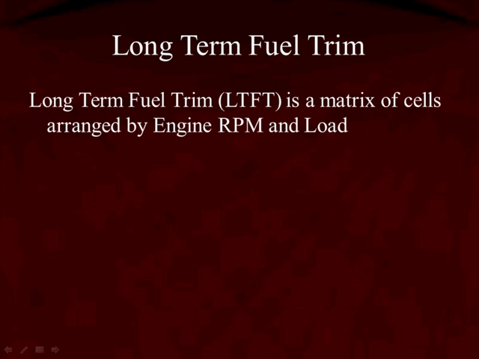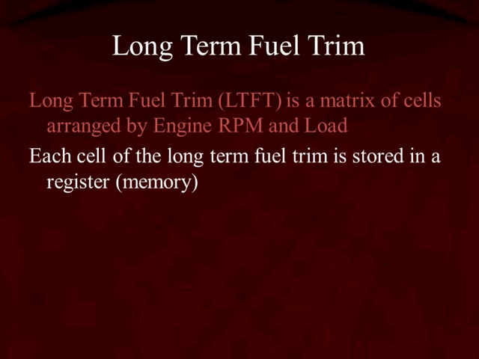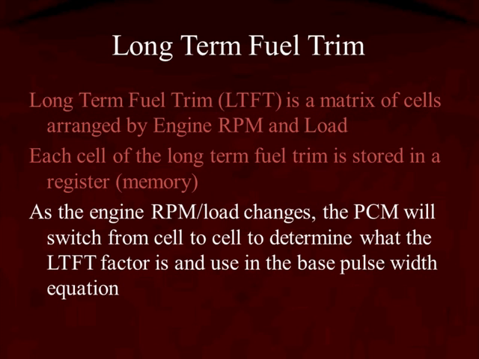The long-term fuel trim is a matrix of cells. It's not a single entity by itself, a single number by itself. Now these cells are going to be arranged by engine RPM and load. Each of the cells of the long-term fuel trim is going to be stored in a register, or we call it a memory. As the engine RPM and load changes, the computer is going to switch from cell to cell.